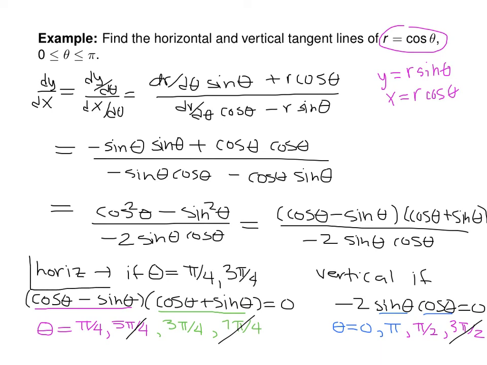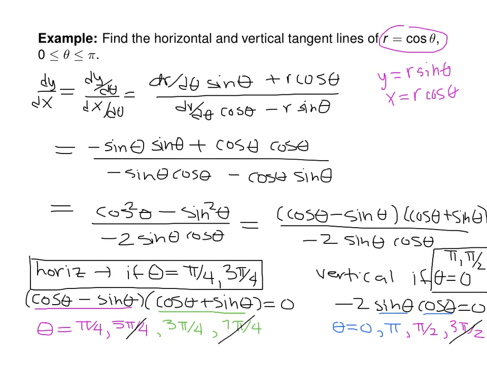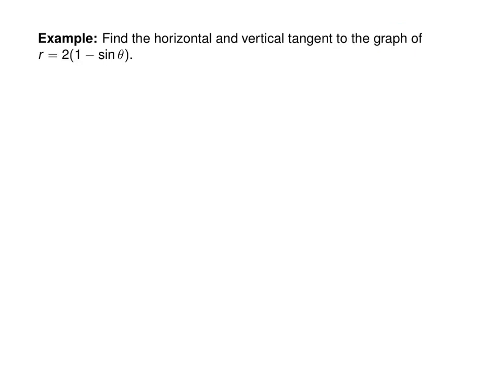And notice how none of those matched up. They were not 0 in the same places. And vertical if theta is equal to 0, pi, or pi over 2. In our final example, we'll discuss how to deal with the problems of the numerator and denominator of that expression for dy dx being 0 at the same time.